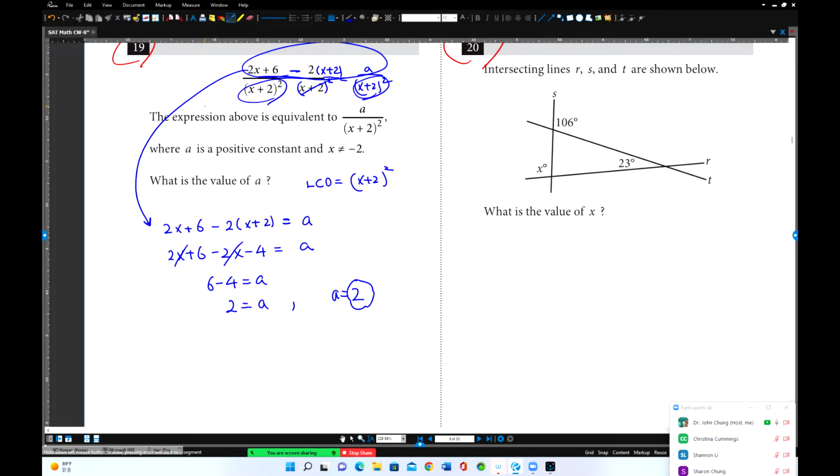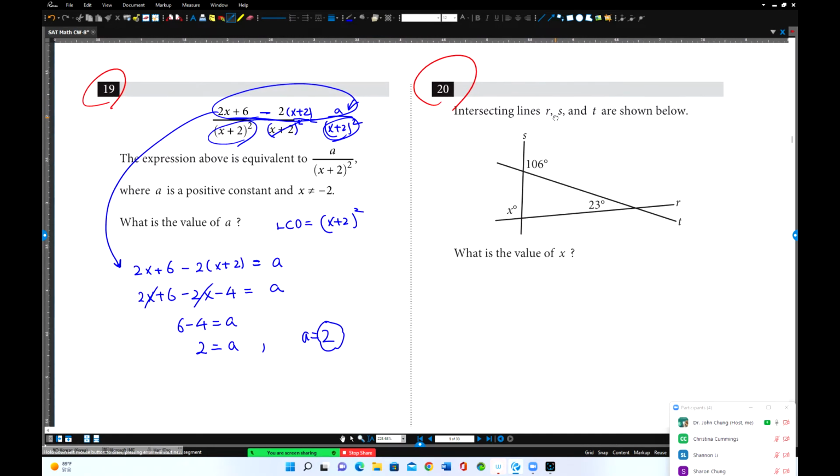Just to simplify, you get a constant in the numerator. That is the value of A. That's number 19. Now let's move on to number 20.